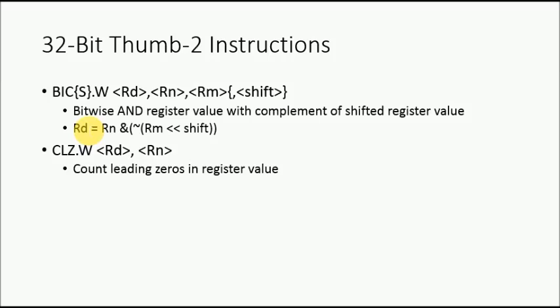The next instruction is counting the leading zeros in the register value. The register is given, Rn, and this instruction is going to count the zeros, and whatever the count may be, suppose it is 5, then 5 will be transferred to the Rd register. If there are 11 zeros, then 11 will be transferred to the Rd register.